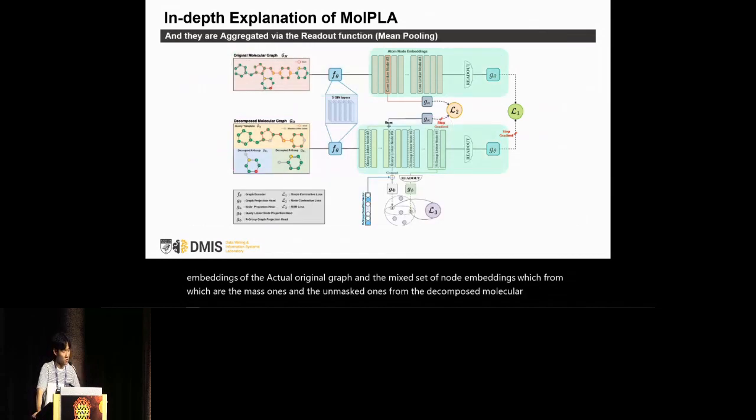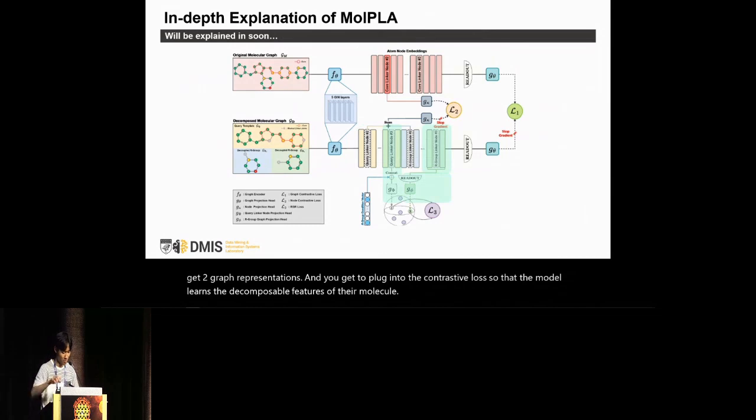And then you get to just aggregate it through a readout function using mean pooling, and you get two graph representations, and you get to plug into the contrastive loss so that the model learns the decomposable features of that molecule. And I'll explain more about the R group retrieval later on.